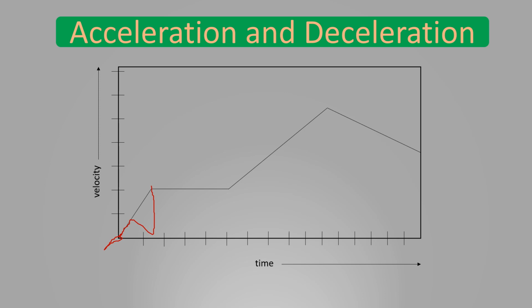Now there's a horizontal line in the next section. The horizontal line indicates there is no change in velocity. If there is no change in velocity, then there is no acceleration. From the definition of acceleration, no change in velocity over time means no acceleration. So there is zero acceleration in this region. So every horizontal line in a time versus velocity graph indicates that there is no change in velocity, there is zero acceleration.